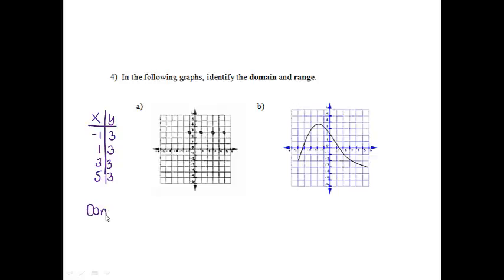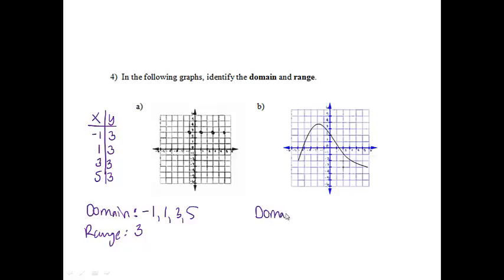Okay, the domain is a listing of the x values, so it will be -1, 1, 3, and 5. And the range is a list of the y values, and the only y value there is 3. So that's what it would look like. Please notice I did not write this as a number to another number, because these are specific points. It's not connected.